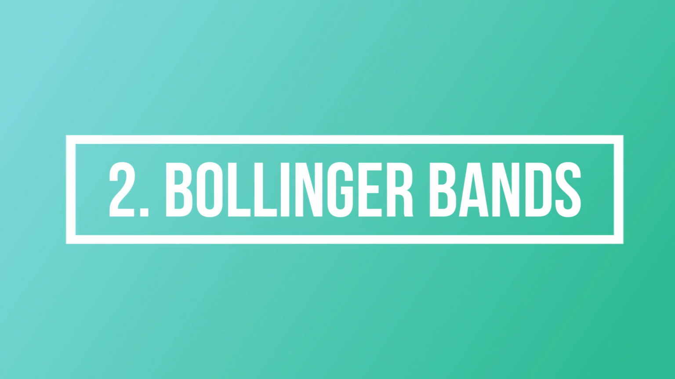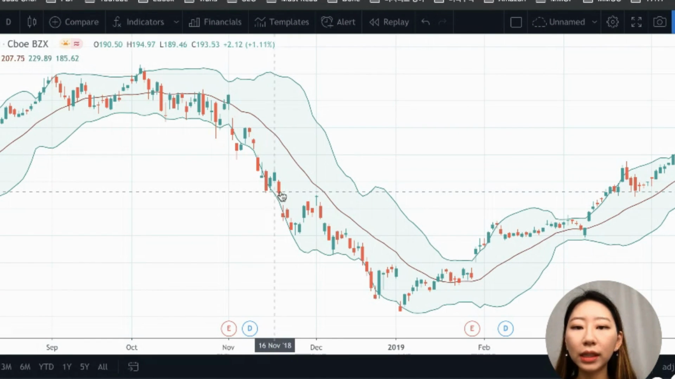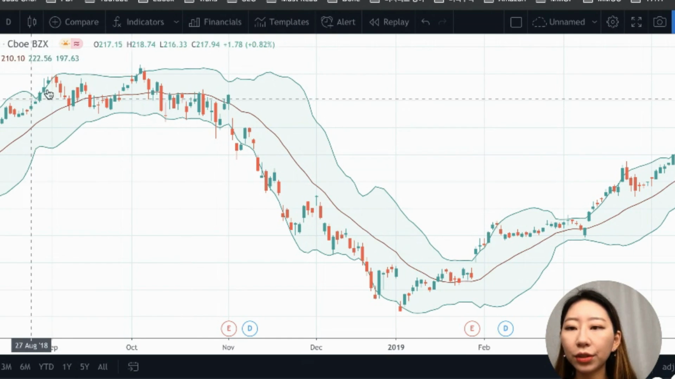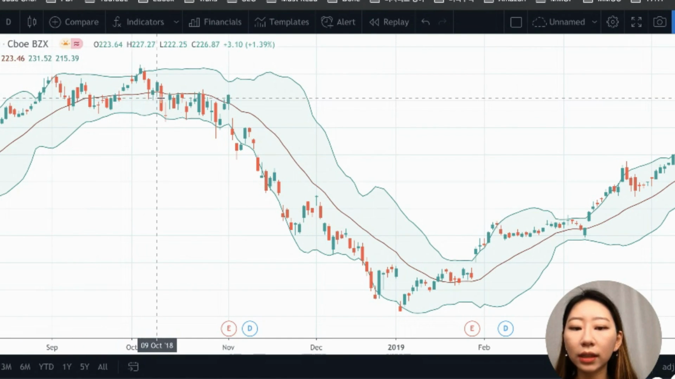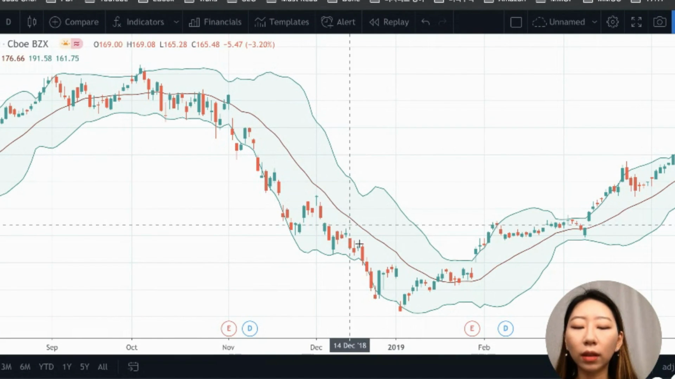2. Bollinger Bands. When you search and add Bollinger Bands, you'll see 3 lines like this with the green belts. So there's the upper band and the middle band, then the lower band. So as you can see, the candlesticks are moving inside this band and moving along with them.